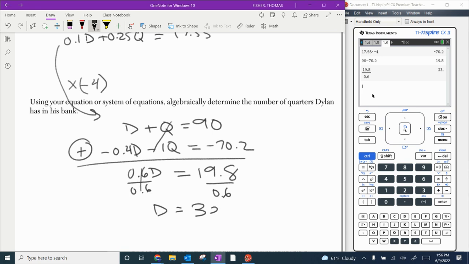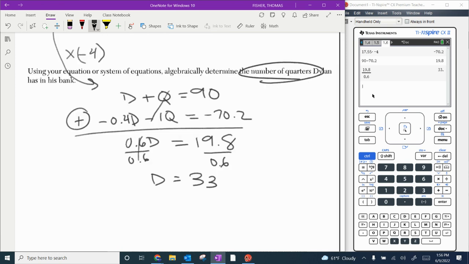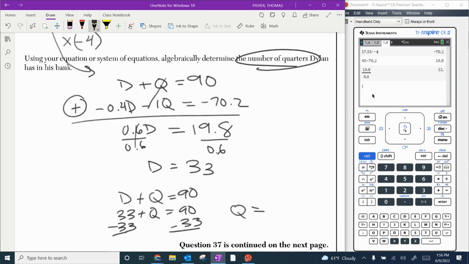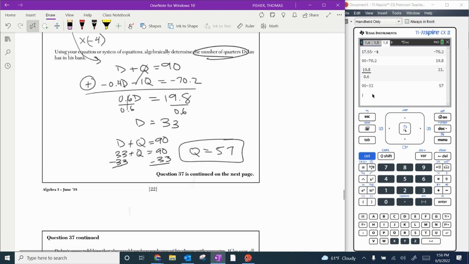The problem is the question actually wants the number of quarters. So as good as that was to find 33, that is not the answer we wanted. If we did it a different way, we could have gotten Q. I probably should have read that first. I didn't. So let's find Q anyways. So D plus Q is 90. So 33 plus Q is 90. So let's just do some simple subtraction. Not the end of the world. We can subtract, I hope, 90 minus 33, 57. So there's our answer, 57 quarters. It doesn't actually want both. It actually just wants the number of quarters for some reason.